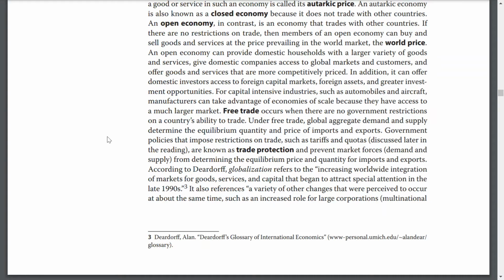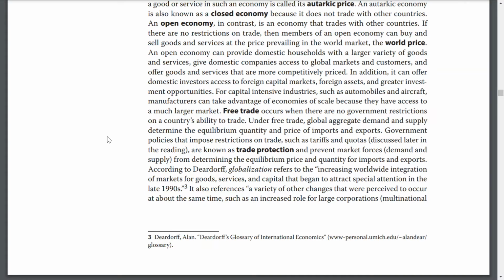Free trade occurs when there are no government restrictions on a country's ability to trade. Under free trade, global aggregate demand and supply determine the equilibrium quantity and price of imports and exports. Government policies that impose restrictions on trade, such as tariffs and quotas, discussed later in the reading, are known as trade protections, and prevent market forces, demand and supply, from determining the equilibrium price and quantity for imports and exports.